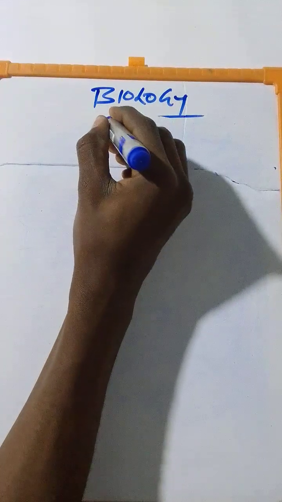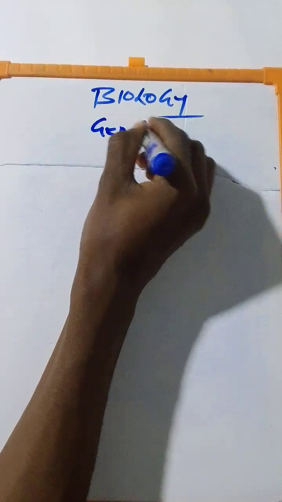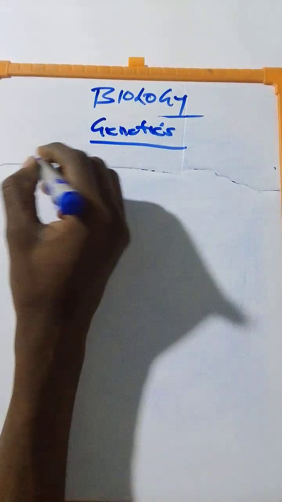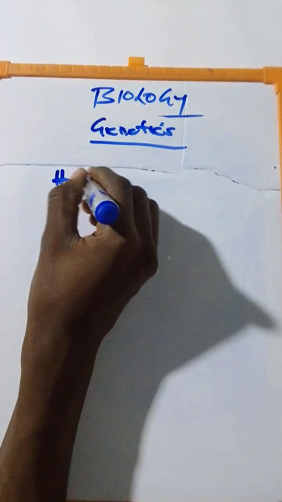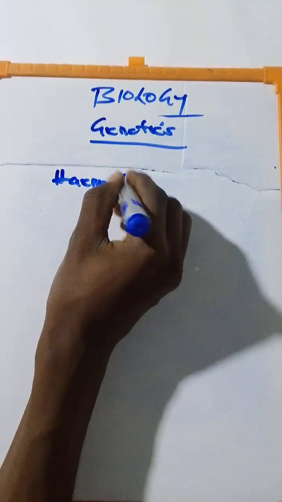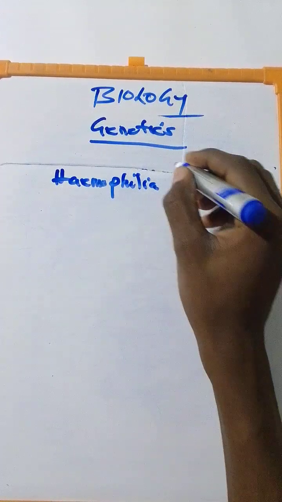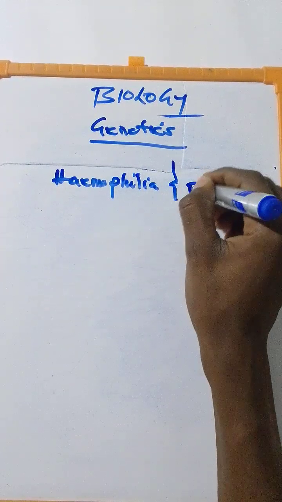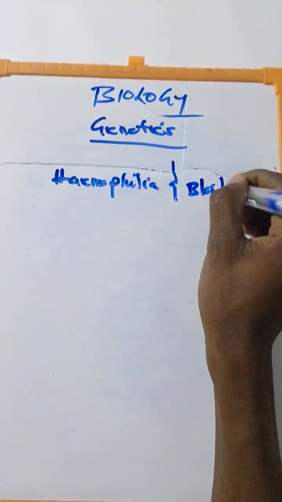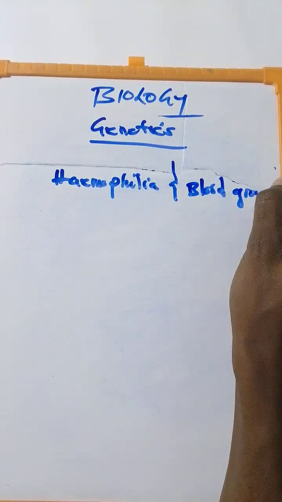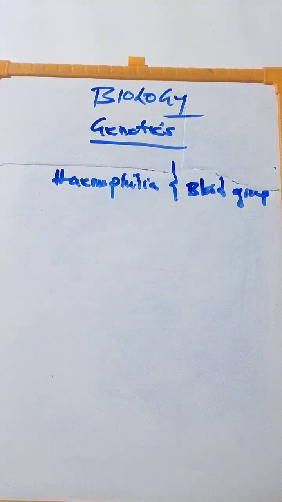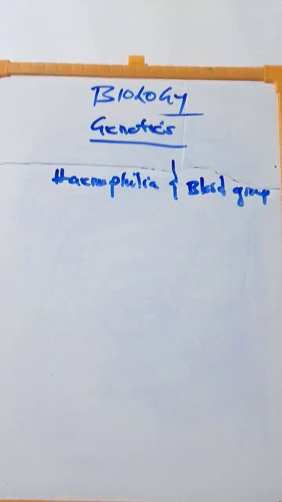Today we're looking at biology under the title genetics. Under genetics, we'll only look at hemophilia. We'll talk about hemophilia, and apart from hemophilia, we'll also look at blood group. Those are the two focusing areas under genetics which we'll discuss today.